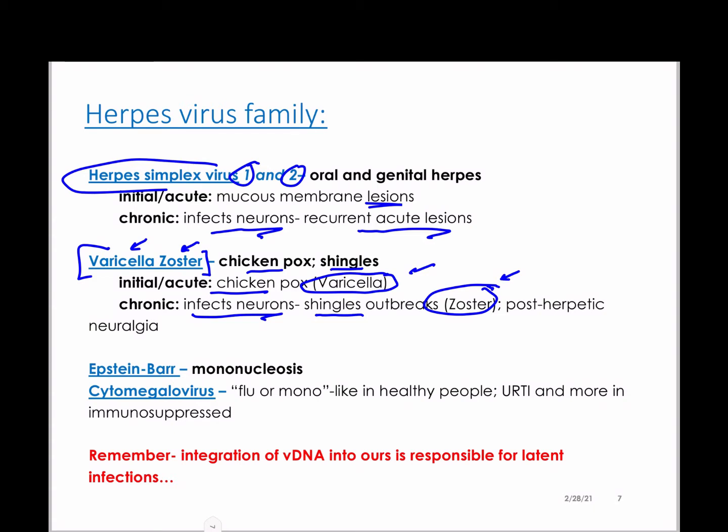We also have Epstein-Barr virus that is responsible for mononucleosis, and cytomegalovirus, which causes just an acute viral infection symptom in healthy people, but if immunosuppressed can cause far more serious concerns. And again, these are all DNA viruses, so they can all produce a latent infection as a result of integration of their viral DNA into our DNA.